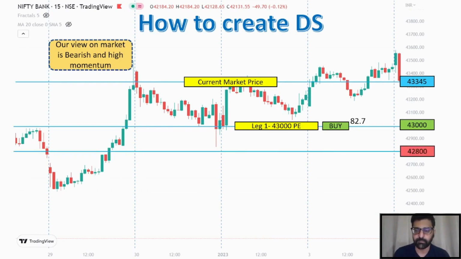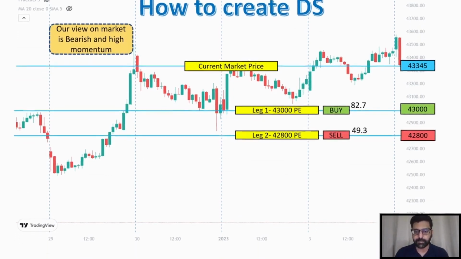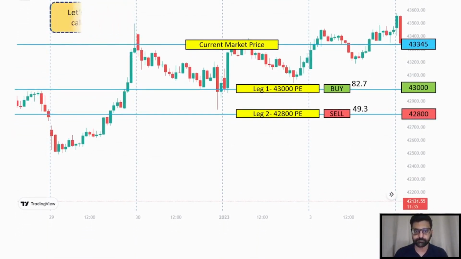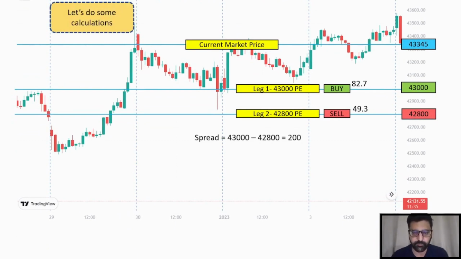And then we'll also have a sell leg. So we'll sell the 42,800 put, right? And we sell this, so we get a premium of 49.3. So net, if you look at it, the spread, first of all, is of 200 points. The difference between the strikes is what we call the spread. The net debit is going to be 33.4, so the buy premium minus the sell premium, right? This is what we'll have to pay out of our pocket to get into this spread.